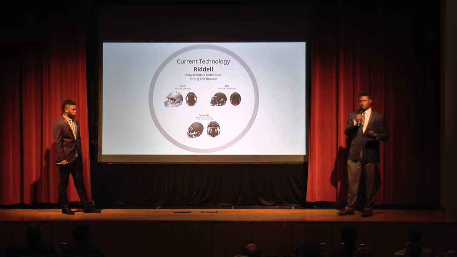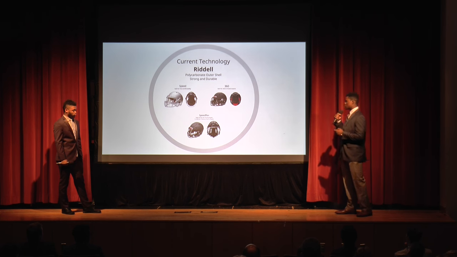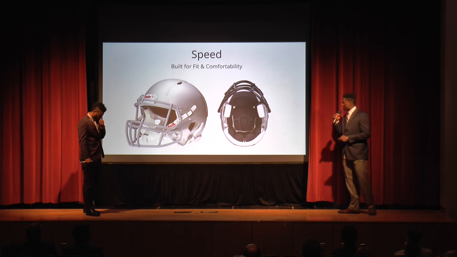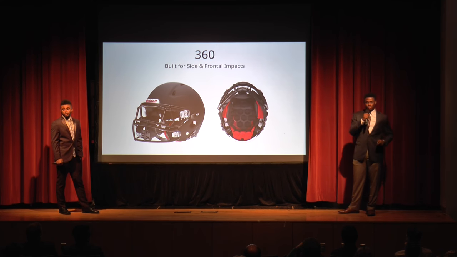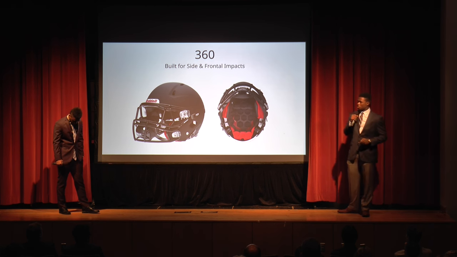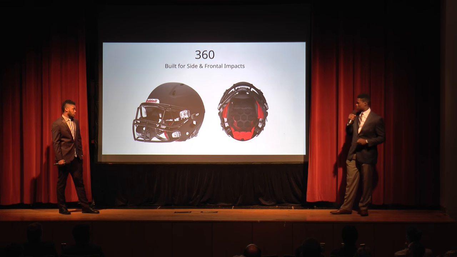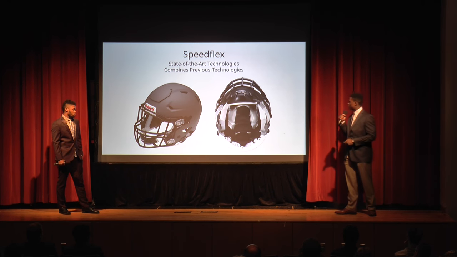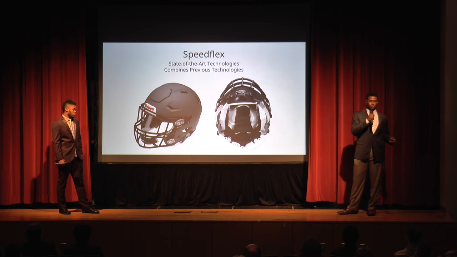The first one, not on the screen, is the Revolution, their first product made in 2002, and that was the first step towards preventing concussions in players. The next helmet was the Speed, built for fit and comfortability, and also built for show. The 360 was built for frontal and side impacts, and you can see on the inside of the helmet it added more padding to the front and the sides. The most recent helmet they made is the SpeedFlex, which uses state-of-the-art technologies and combines the technologies of the previous helmets.